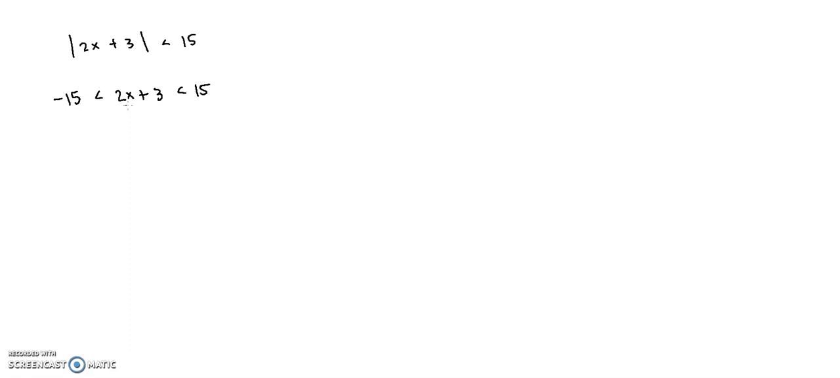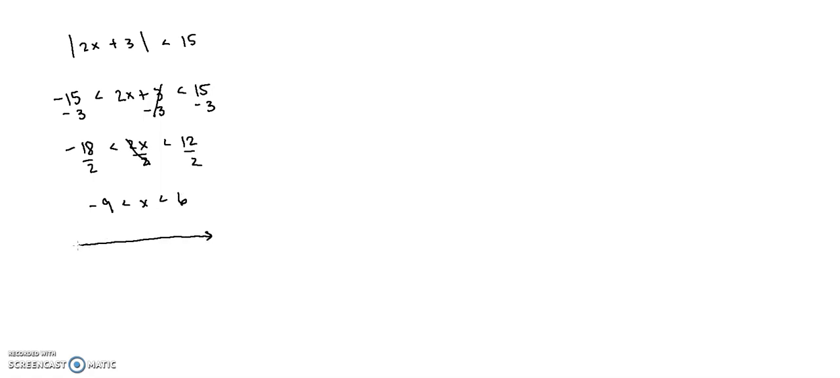So less than, we can write as one inequality. We've got to be between negative 15 and positive 15. Okay, so now we can solve this. We want to get x by itself, so we're going to subtract 3 from each piece. That's going to give us negative 18, 2x, and 12. And then we want to get x by itself, so we need to divide by 2. We do that to all 3 pieces, and we're going to get negative 9 less than x less than 6.